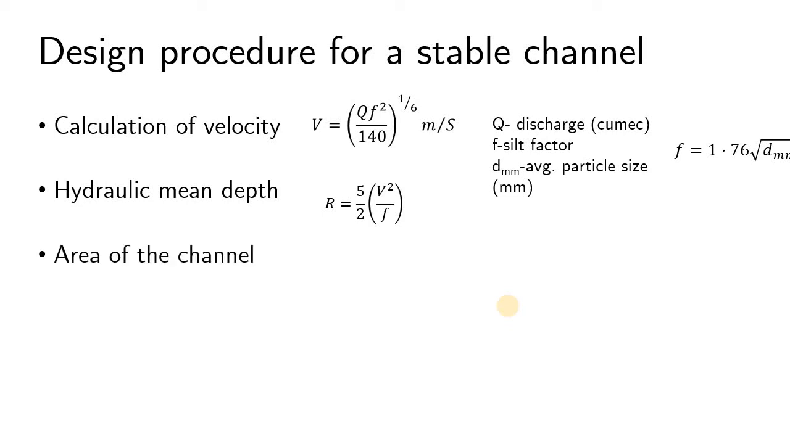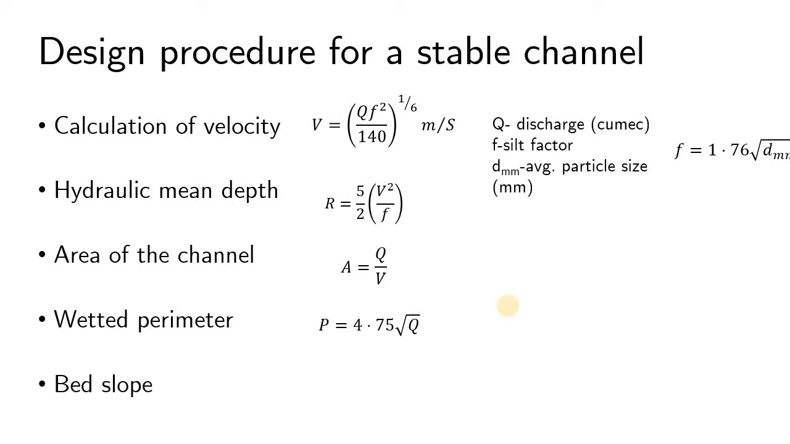Compute the area of the channel section, that's A. As all of us know from the basic equation, Q equals area into velocity, A is Q divided by velocity. The wetted perimeter is computed later. Wetted perimeter P is 4.75 times the square root of Q, where P is in meters and Q is the discharge in cubic meters per second.